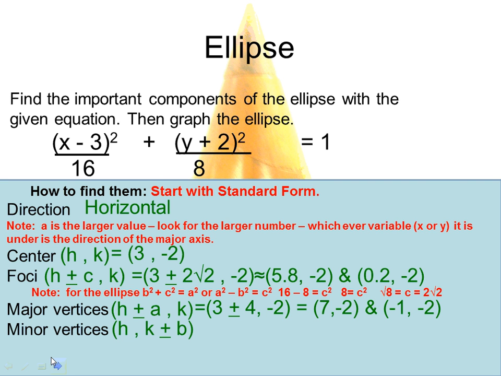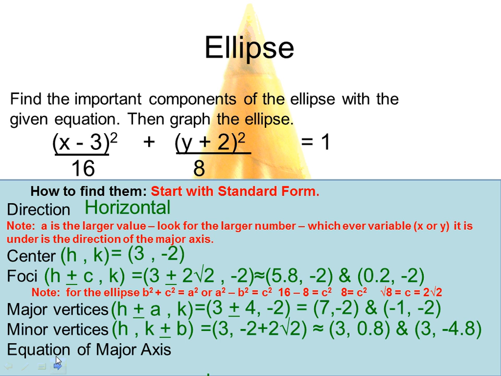So I got 2 points. Minor vertices, I'm adding and subtracting the b value. Sorry, b squared is 8, so b is the square root of 8, which again is 2 square root of 2. Again, I went to decimals. The major axis is y equals k, so it is y equals -2. The equation of the minor axis is x equals h, so it's x equals 3.